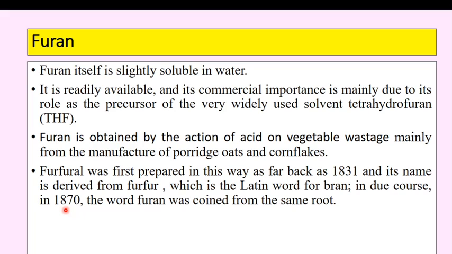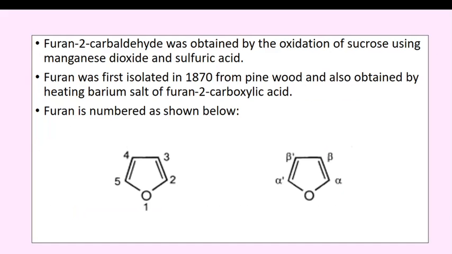Then furan 2-carbaldehyde was obtained by the oxidation of sucrose using manganese dioxide and sulfuric acid. So this is a synthetic part. Then furan was first isolated in 1817 from pine wood and also obtained by heating barium salt of furan 2-carboxylic acid. Now we are going to see the numbering of furan.